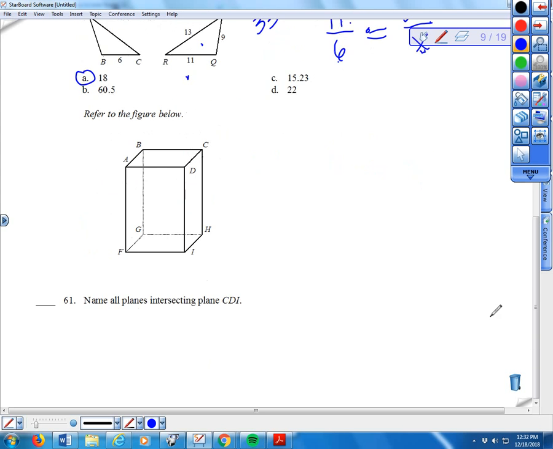Okay, name all planes intersecting CDI. Well, this is a plane. CDI is a plane. It's on that right side. So the planes intersecting it are what? HGF, this bottom plane, ADI, this front plane, the top plane, ABC, and the back, well, not this one. All of them but the left side.